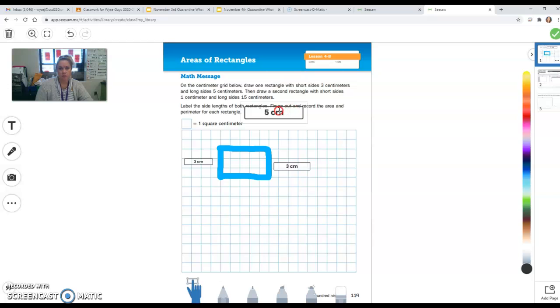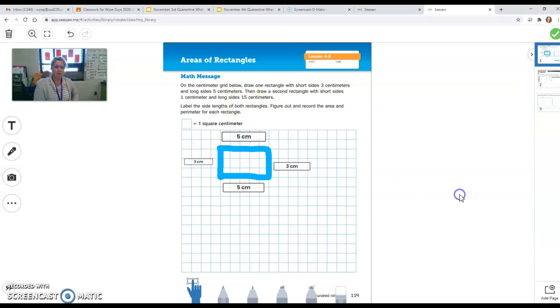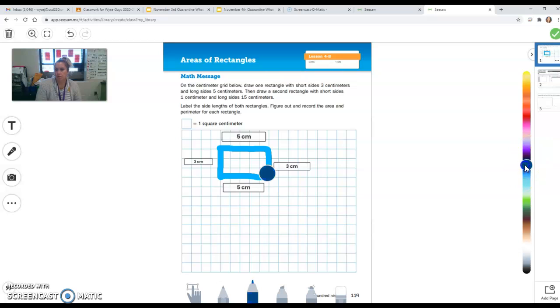Okay. I was trying to see how to make another one of those. Duplicate. Yes. Okay, now I figured that out, friends. So we have 5 centimeters and 5 centimeters. Okay, and then I want to make another rectangle. So I'm going to switch my color to green and make that a little bit smaller.